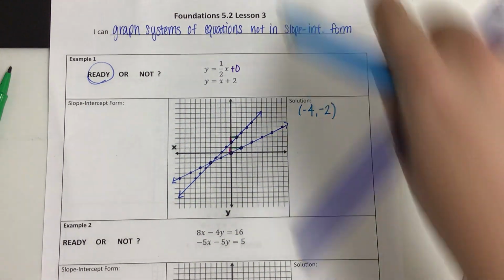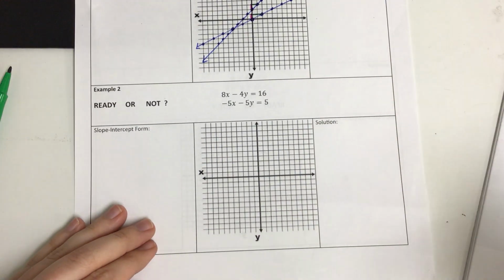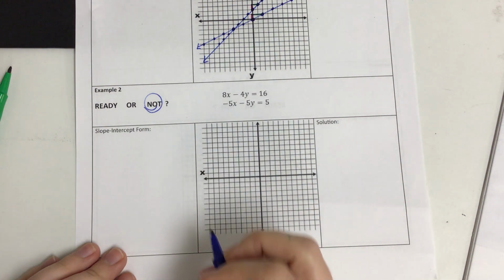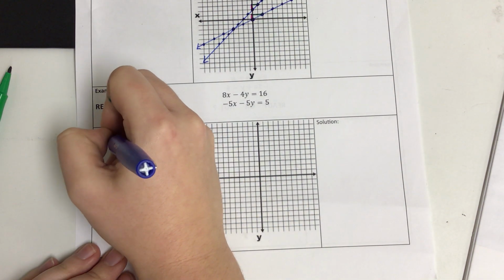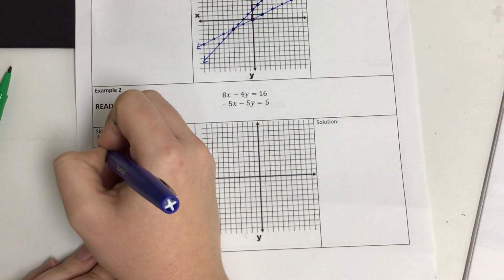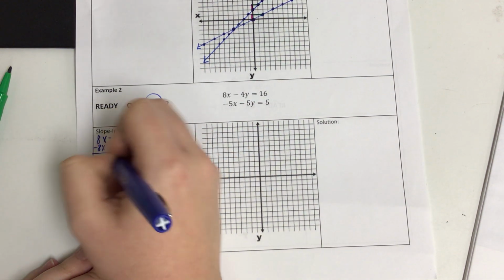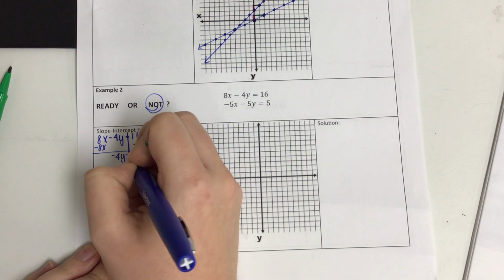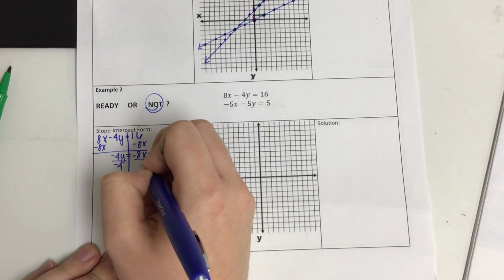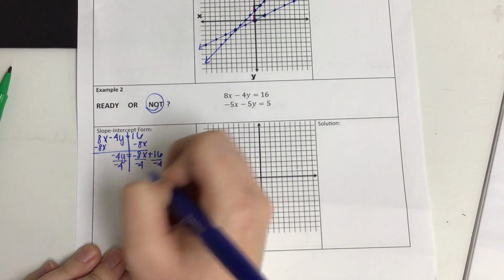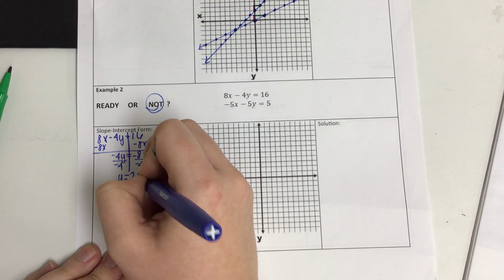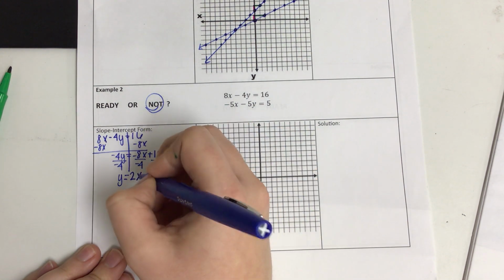Our second example, is this one ready or not? Well, neither equation at this time is ready. Okay, so let's start with changing our first one. 8x minus 4y equals 16. To get y by itself, we're going to subtract 8x on both sides. So we get -4y equals -8x plus 16. We'll divide everything by -4. So we have y equals -8 divided by -4 is a positive 2x. 16 divided by -4 is -4.